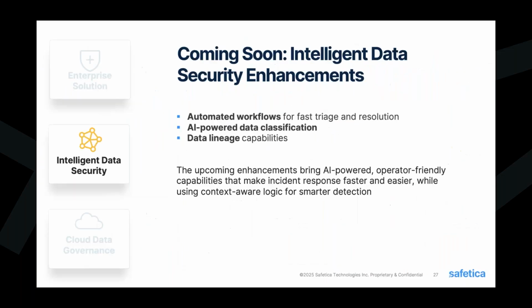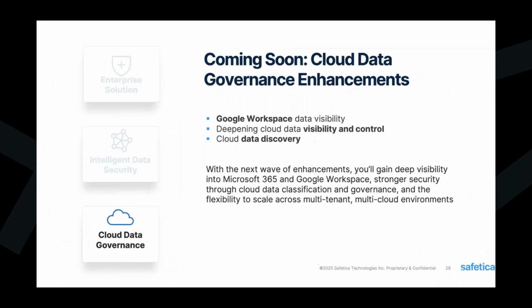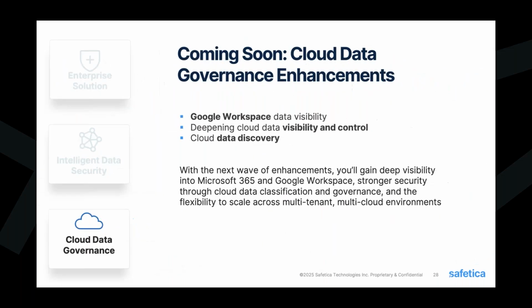Can go to the next slide, Janko. Thank you. Security teams are dealing with a growing number of alerts and rising workloads. Our upcoming enhancements introduce automated workflows in triage and incident resolution, AI-powered data classification, and data lineage for better visibility into how data moves across your organization. This brings faster incident response, smarter detection, and less manual effort for your teams.